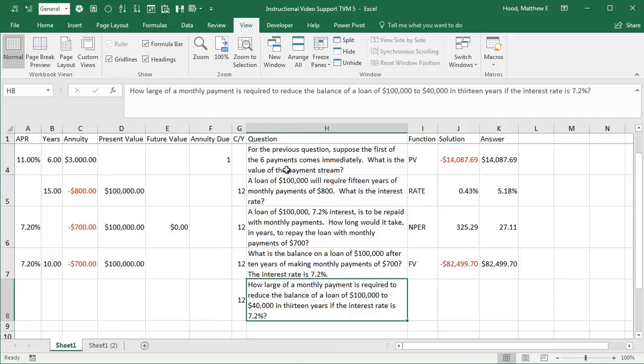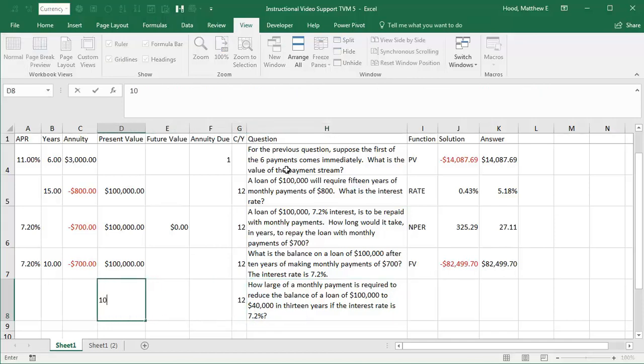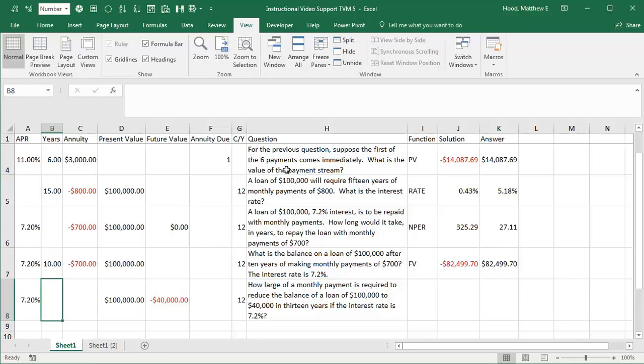Required to reduce the balance of a loan of $100,000. So I'm starting with $100,000 and reduce it to $40,000. Okay, if I reduce it to $40,000, that would mean it would take another $40,000 to pay it off. So that means it is negative. I don't know the payment. Interest rate is 7.2% annually, and I'm looking at 13 years in. Okay, so how much would it take of an annuity or a monthly payment to pay off $60,000 of a $100,000 loan with an interest rate of 7.2%?